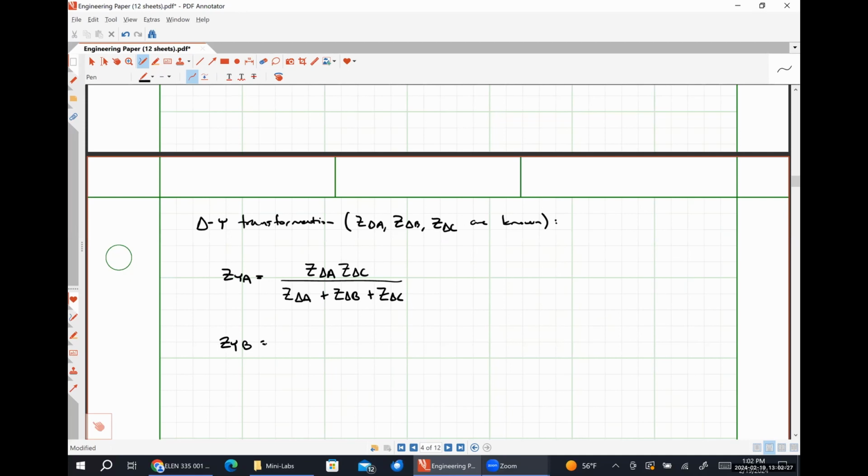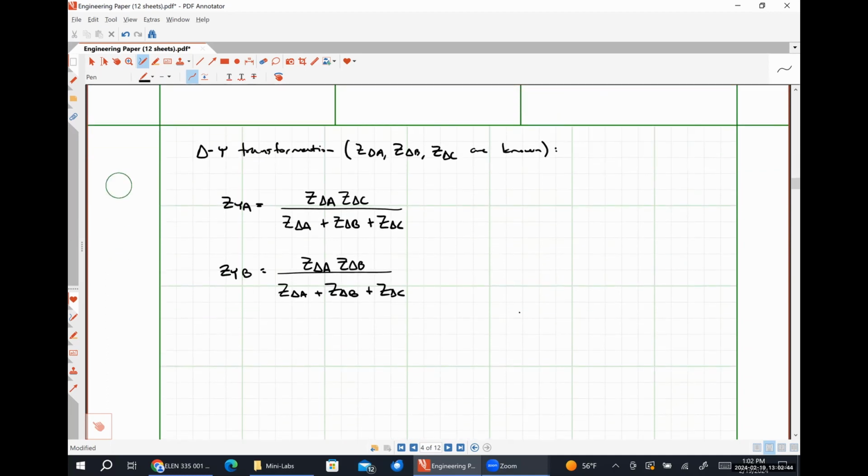ZYB is Z delta A, Z delta B divided by Z delta A plus Z delta B plus Z delta C. And lastly, ZYC looks like Z delta B times Z delta C over Z delta A plus Z delta B plus Z delta C.